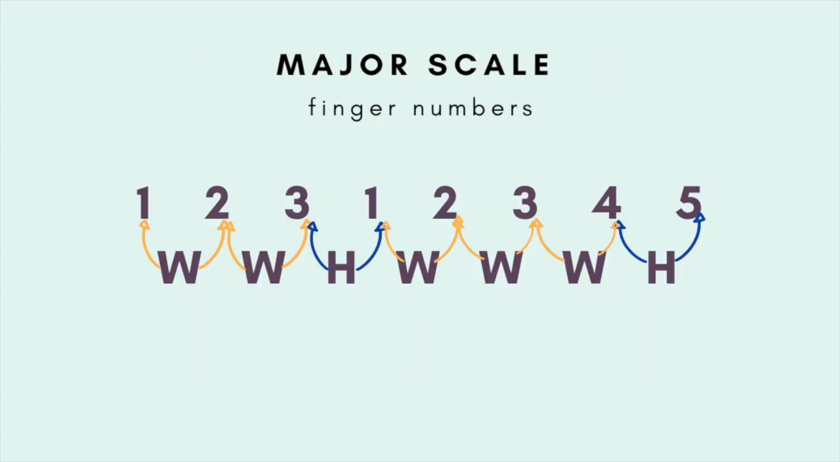And here you'll see that the first whole step happens between the first and second note. So between fingers 1 and 2, you play 2 notes, and between those 2 notes, you have your first whole step. Then so on and so forth. You get another whole step between fingers 2 and 3. Then 3 and 1 makes a half step. 1 and 2 makes a whole. 2 and 3 makes a whole. 3 and 4 makes a whole. And 4 and 5 makes a half step.